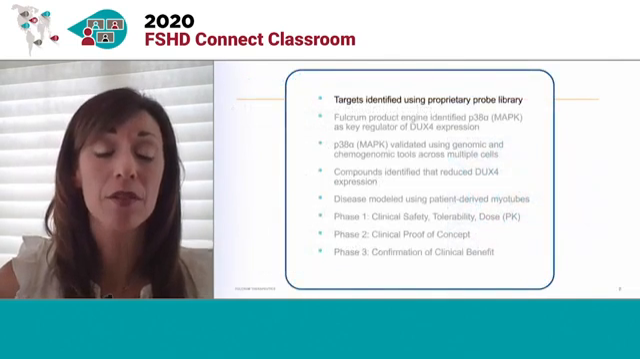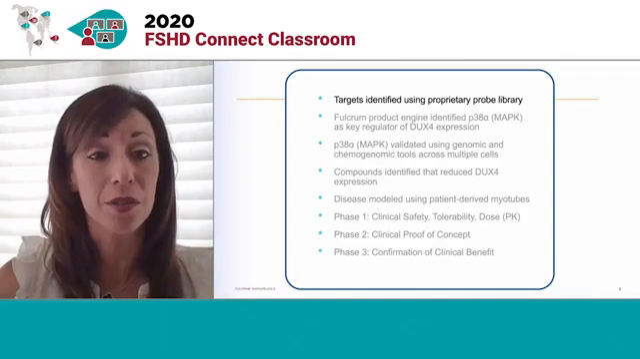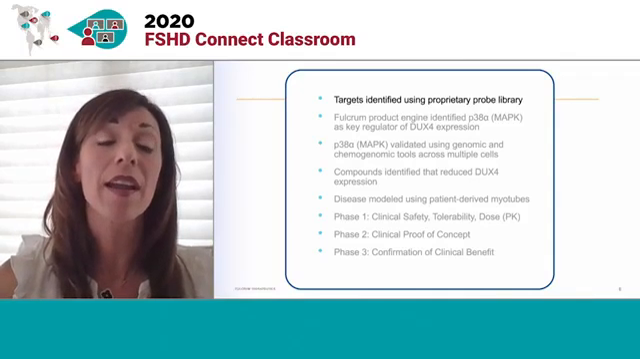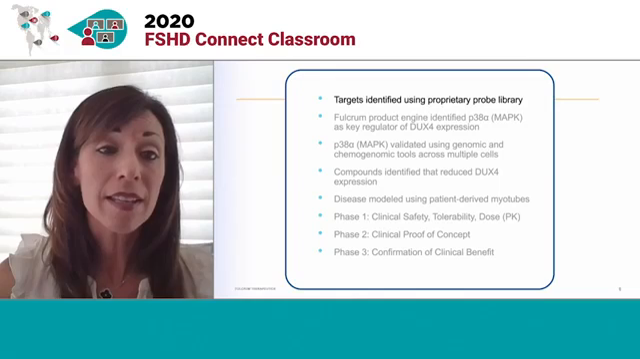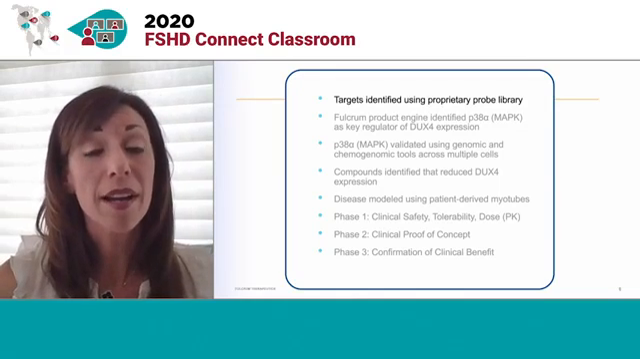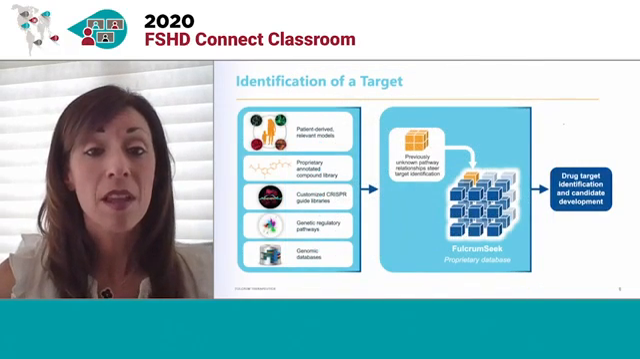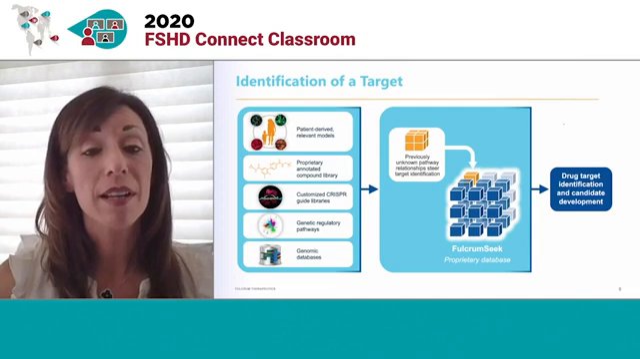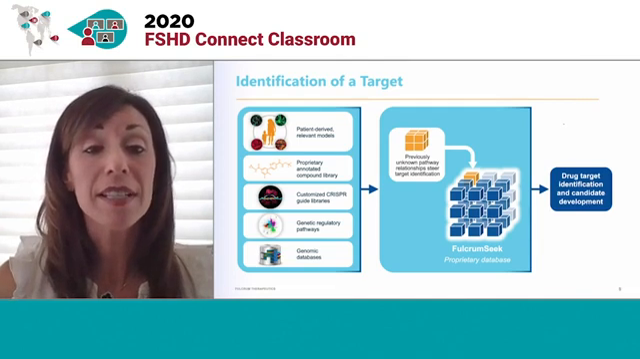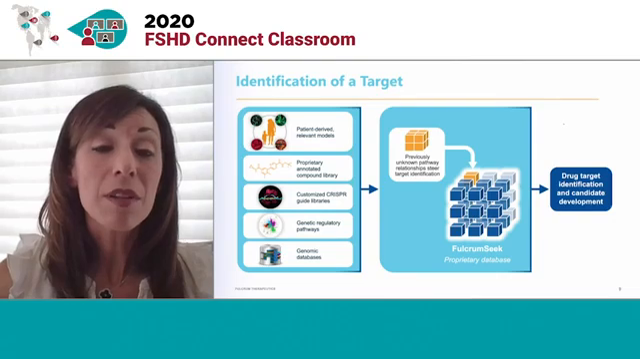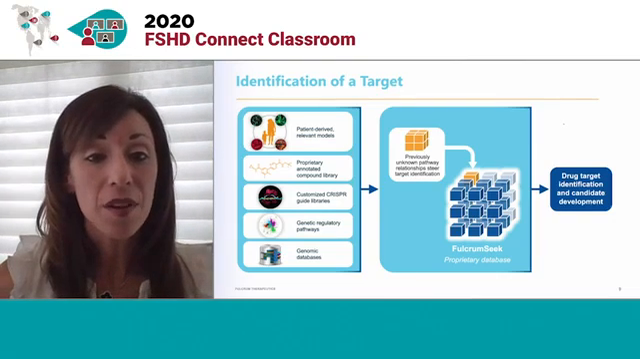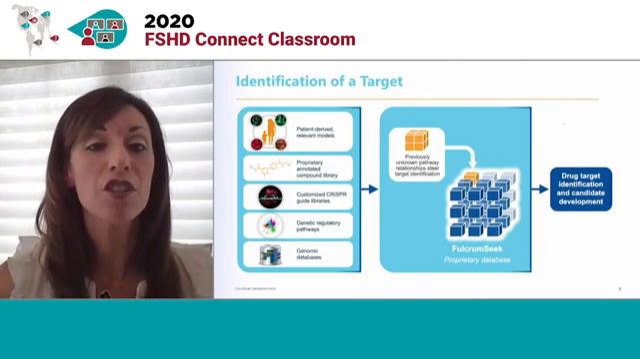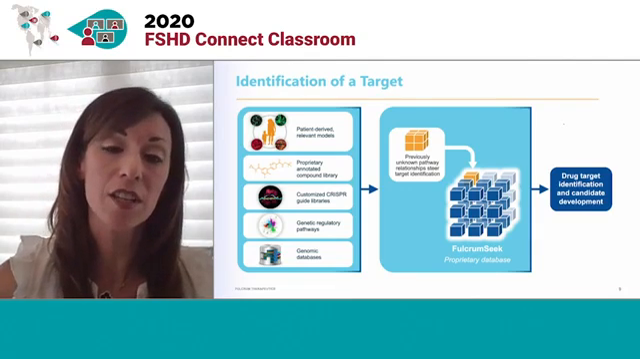So when we think about drug development with small molecules, we first have to identify a target. And in our case, targets are identified using our proprietary probe library. Our proprietary probe library is called Fulcrum Seek. It's a proprietary database that we use in identifying previously unknown pathway relationships to steer our target identification.